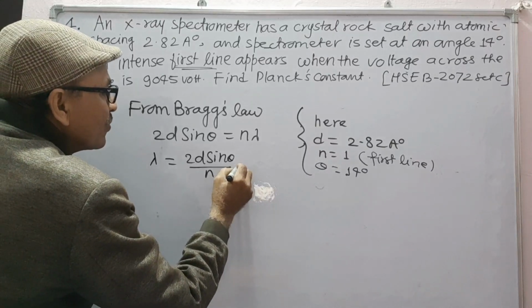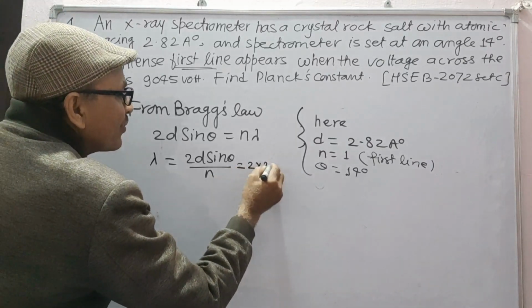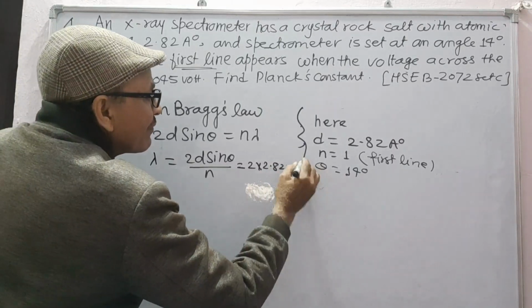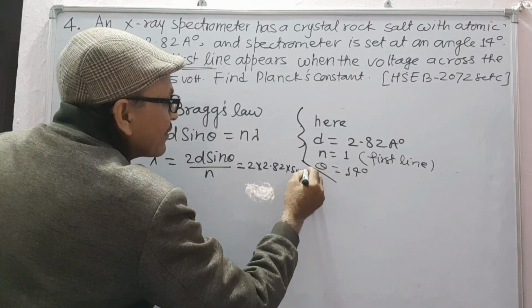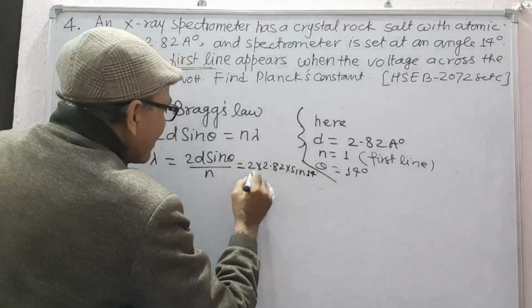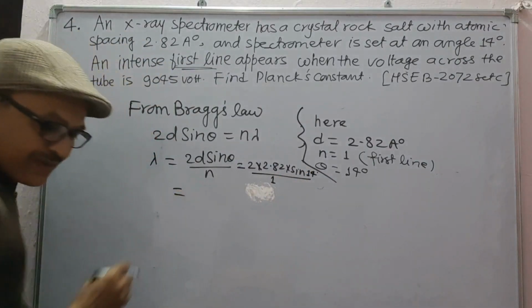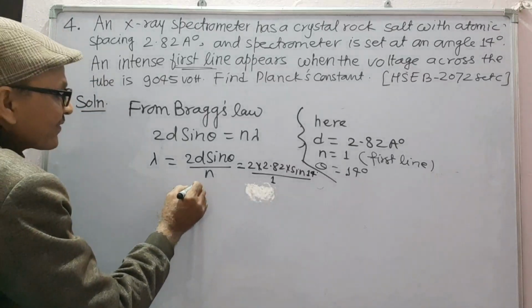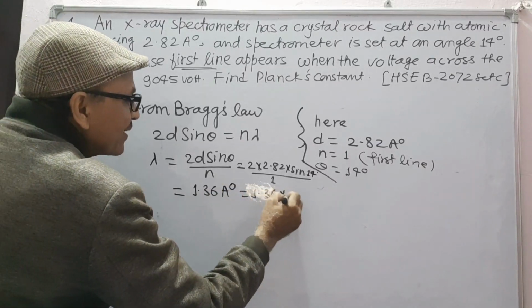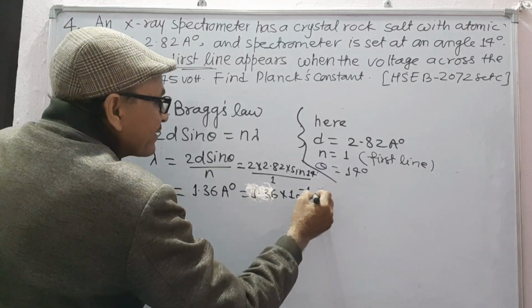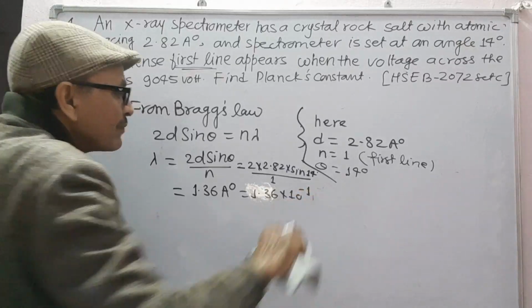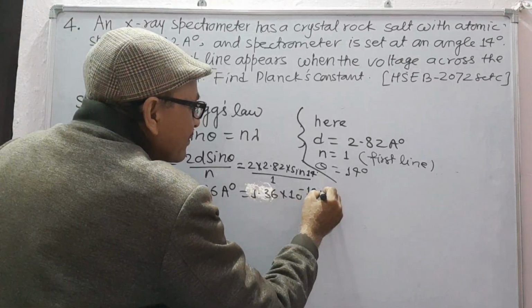That is 2 into 2.82 into sin 14 upon n is 1. On simplification we get 1.36 angstrom, or 1.36 into 10 to minus 10 meter.